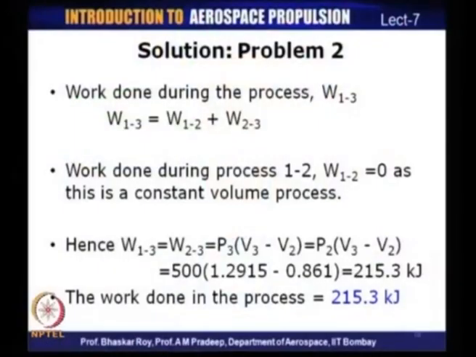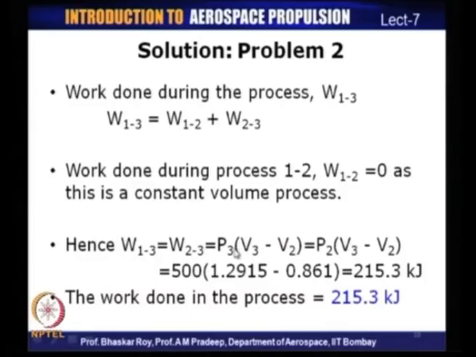So, work done during this whole process, denoted by W subscript 1 3, which denotes work done between states 1 and 3, is equal to W 1 2 plus W 2 3, where the first one is work done during the first process between states 1 and 2, plus W 2 3, which is work done during the second process between states 2 and 3. So, work done during the process 1 2, as we know, is 0, because it is a constant volume process.